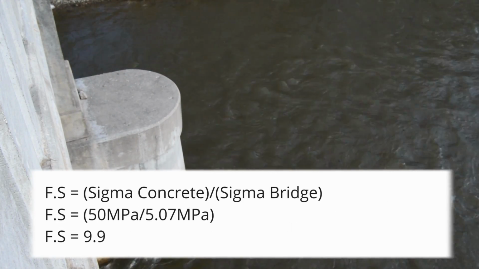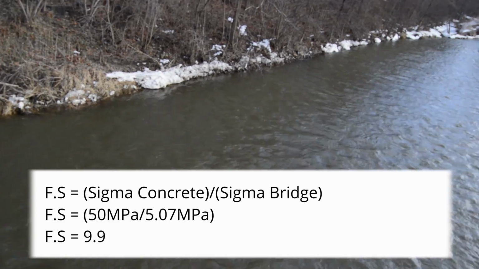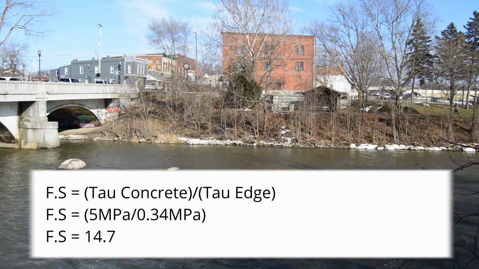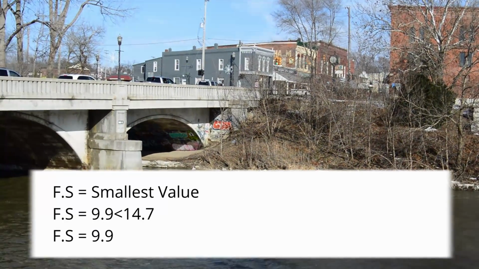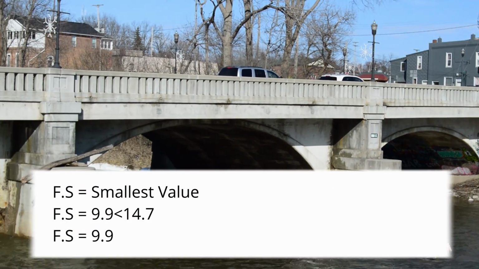To solve for the factor of safety, we took the max values and divided them by their accompanying calculated values. We then selected the smaller of the two numbers to use as the factor of safety for the entire bridge. After calculation, we found that the bridge was constructed with a factor of safety of 9.9.